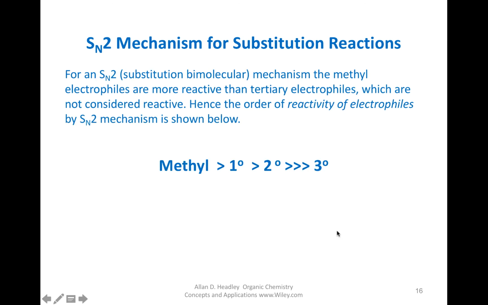So, a conclusion. The order of reactivity of the electrophiles in an SN2 reaction is the methyl is more reactive than the primary, than the secondary, and the tertiary is so crowded that it's considered not to react by the SN2 mechanism. So again, you need to be able to identify a methyl electrophile, and if it's different from a primary electrophile or a secondary electrophile, the methyl will react the fastest with a nucleophile.